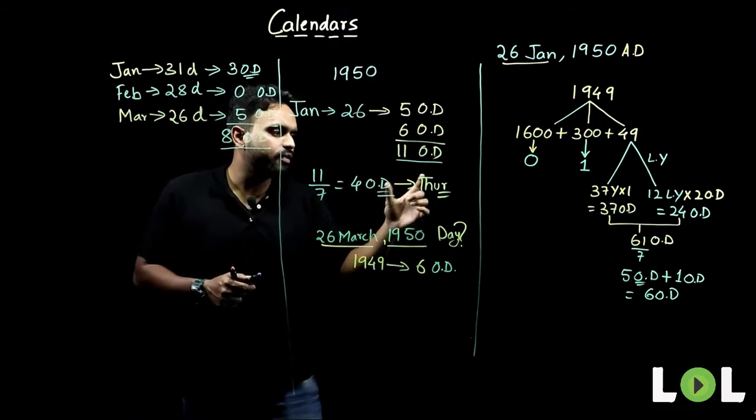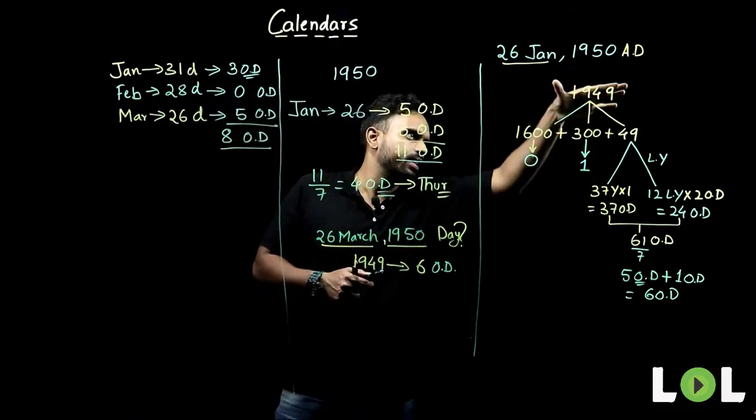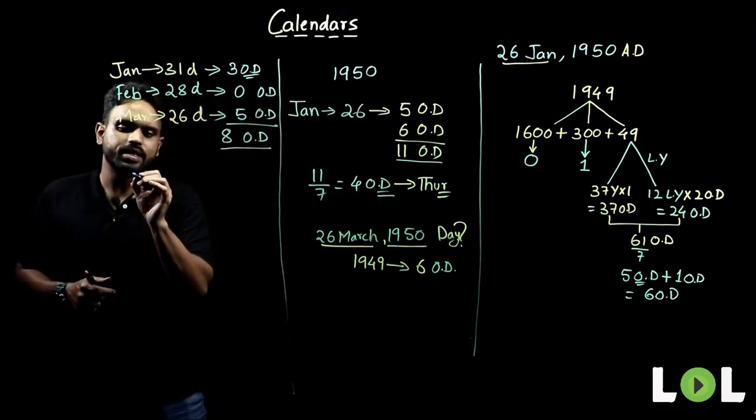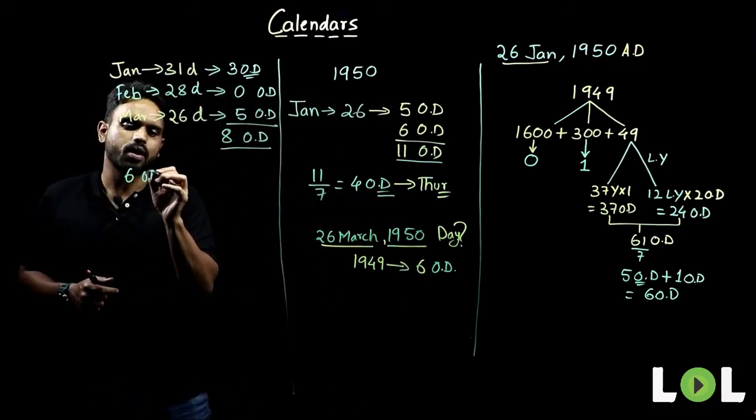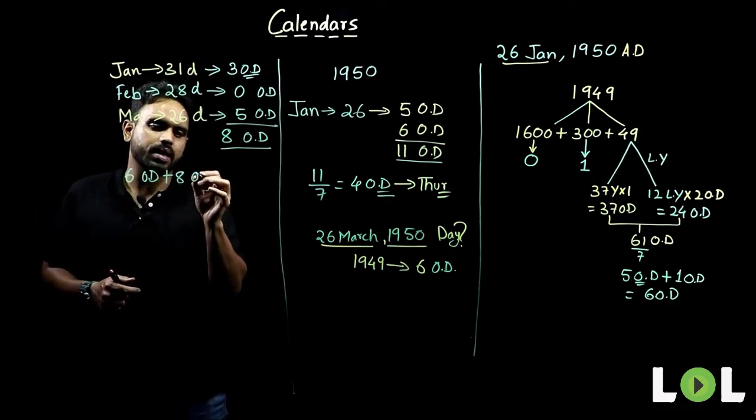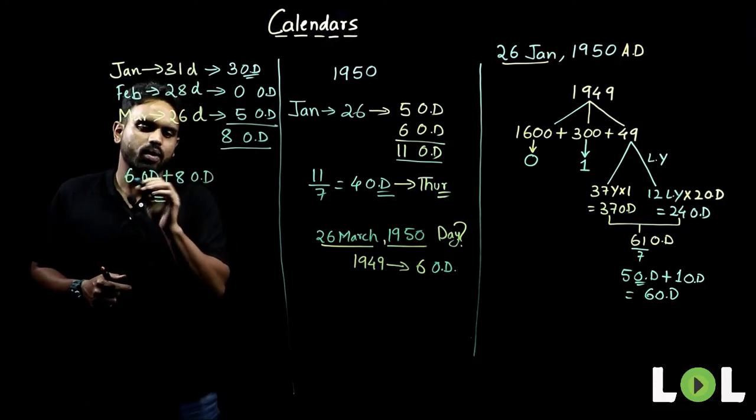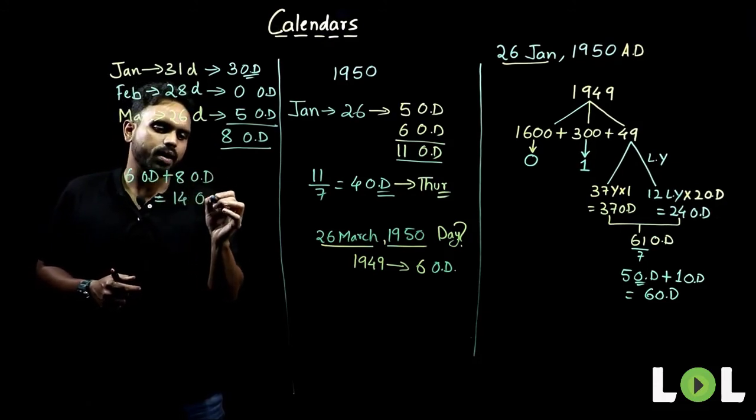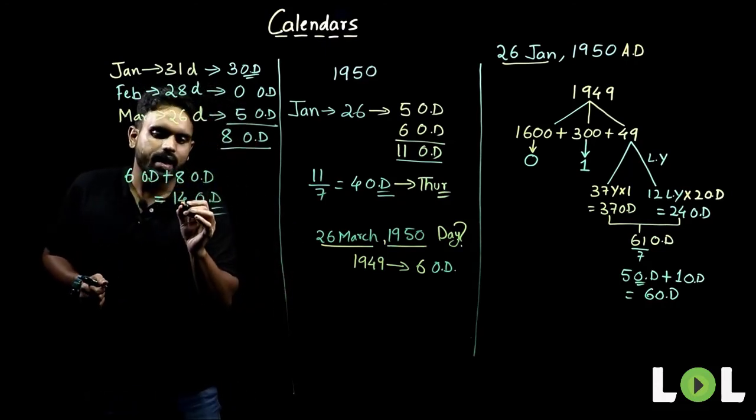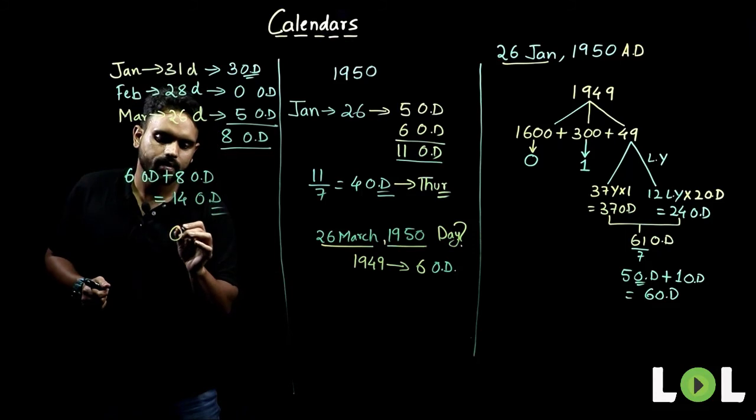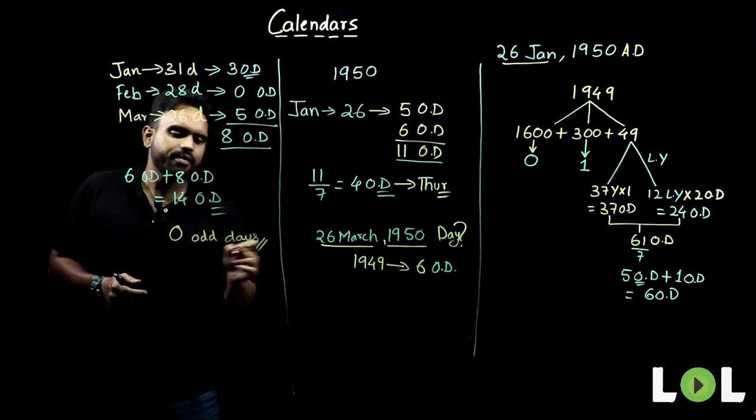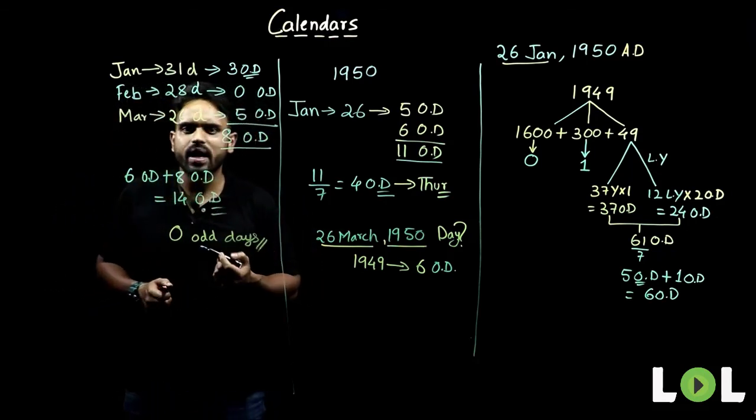Of the 1949 years that I've already calculated with the same procedure, how many odd days did I have? I had 6 odd days from the 1949 years and 8 odd days from here. So totally together I'll have how many odd days? 8 and 6, 14 odd days. Can the number of odd days be greater than 7? No. So I'll have how many odd days here? 0 odd days.